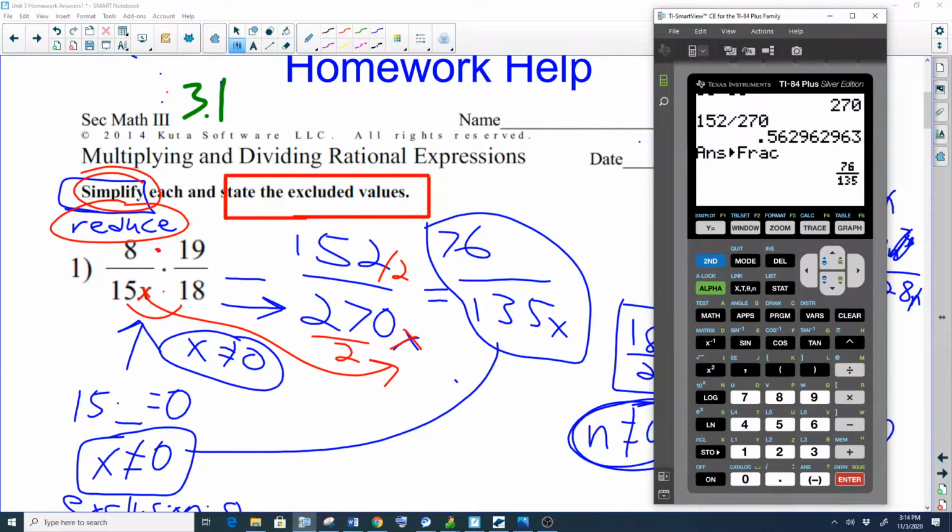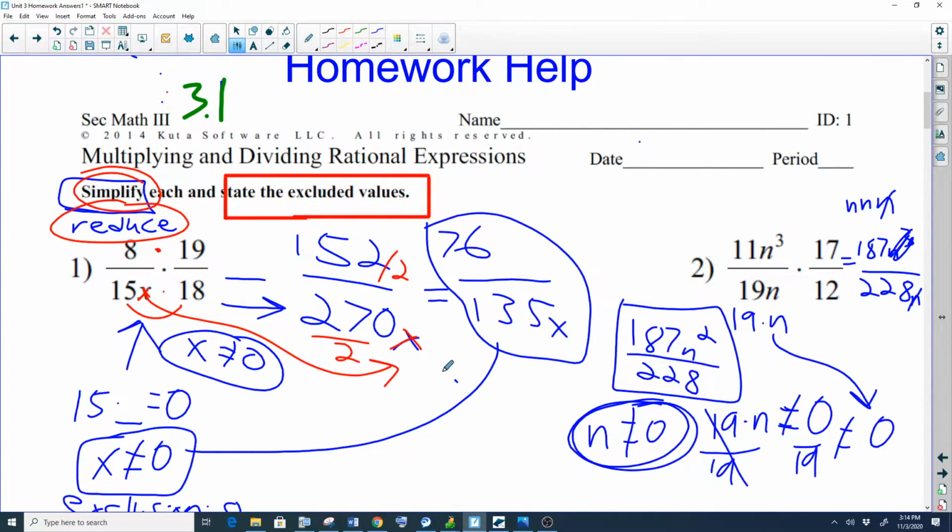Or you can just divide 152 by 2, you get 76, and divide 270 by 2, you get 135x. Beautiful. But don't forget to bring the x along for the ride.